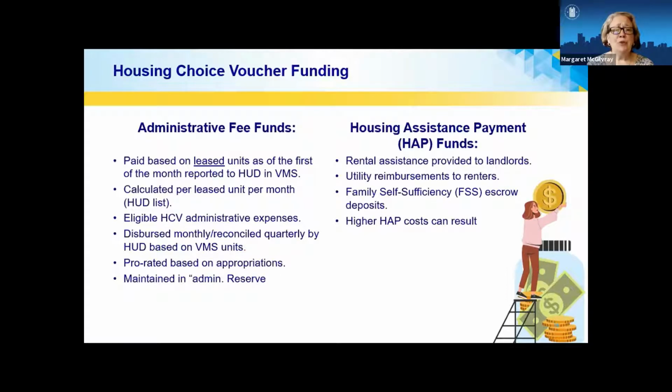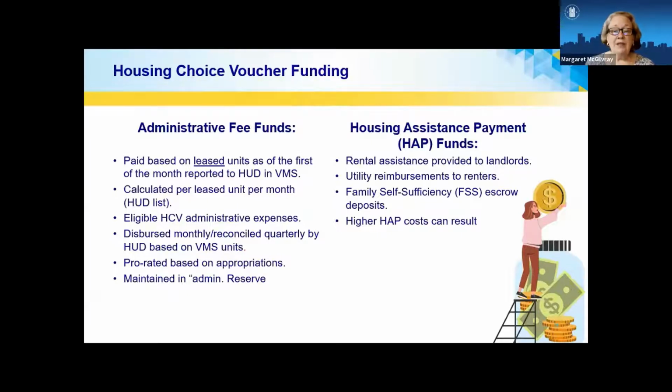HUD disperses those administrative funds monthly to the PHA, but reconciles them on a quarterly basis. So at a minimum, you want to make sure that on a quarterly basis, those VMS numbers are accurate. And so I would say, as board members, you may want to see some of those numbers on a quarterly basis from your PHA.